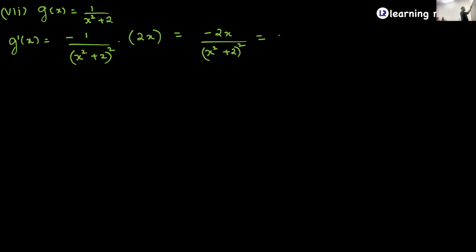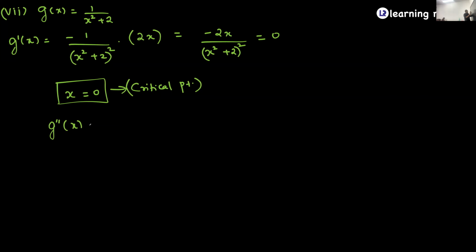Equating this to 0, what will you get? You will get x is equal to 0. Because x square plus 2 can never be 0. Sum of two positive numbers can never be 0. Hence, x is equal to 0 is going to be the critical point.